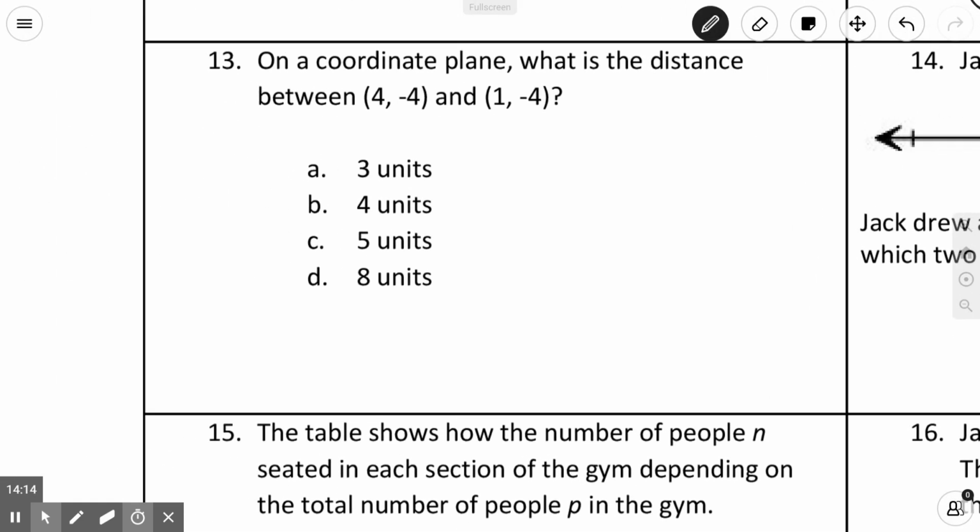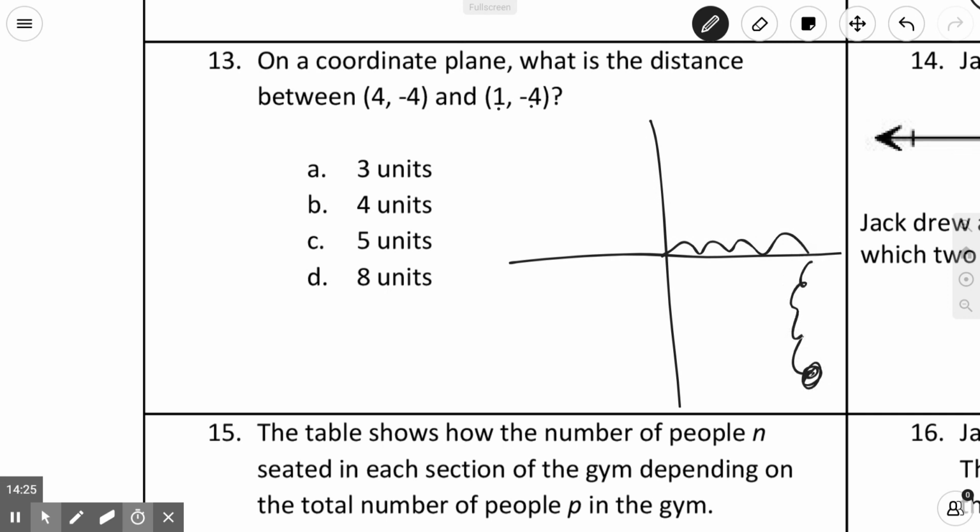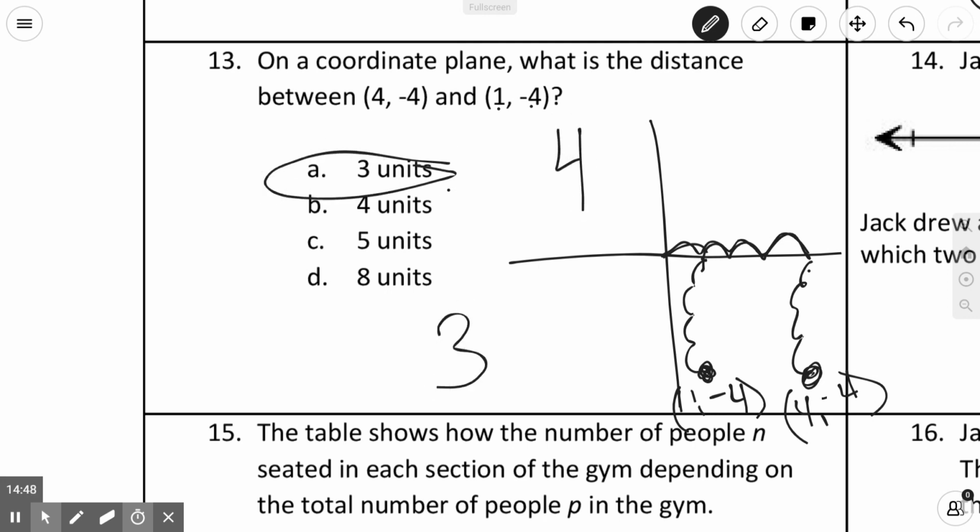On a coordinate plane, what is the distance between (4, -4) and (1, -4)? So let's go ahead and draw our coordinate plane. I've got 4, 1, 2, 3, 4, and then -4, 1, 2, 3, 4. So I'm down here. And then (1, -4). So this is (1, -4) and (4, -4). So if I'm going 1, 2, 3, and I go from 4 to 1, the distance here is 3. And the way you could do that is 4 minus 1 is equal to 3.